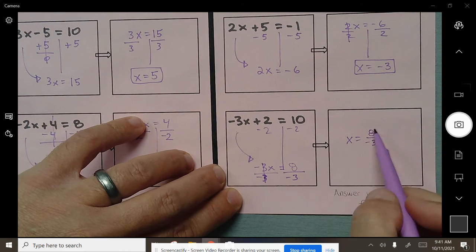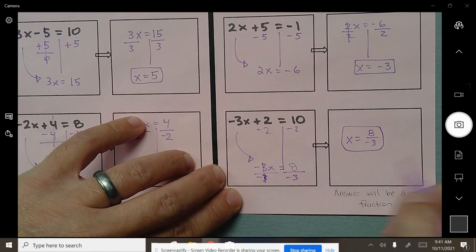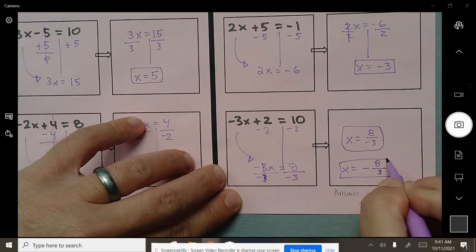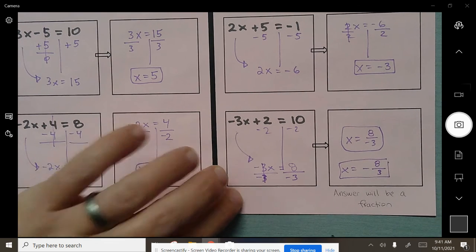You're allowed to leave it that way. That's okay. Sometimes I'll leave it like this. The negative will be on the outside of the parenthesis or of the fraction. Okay, either way, that's fine.